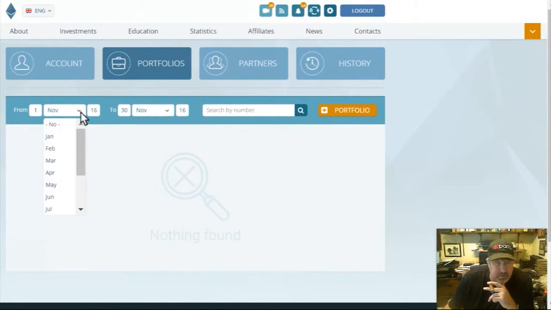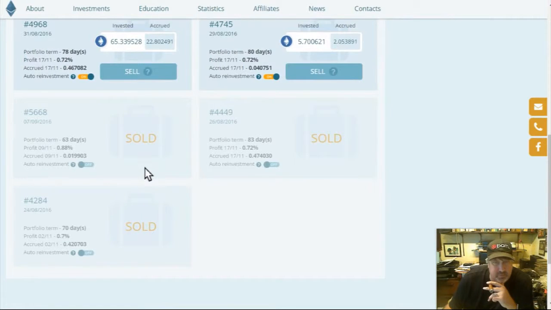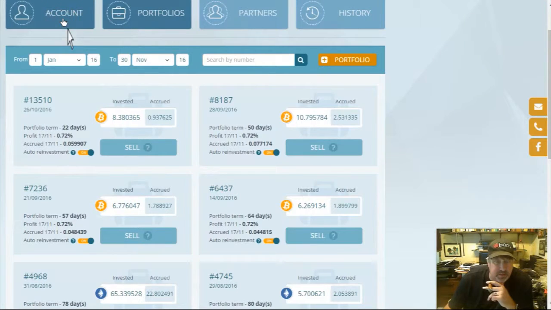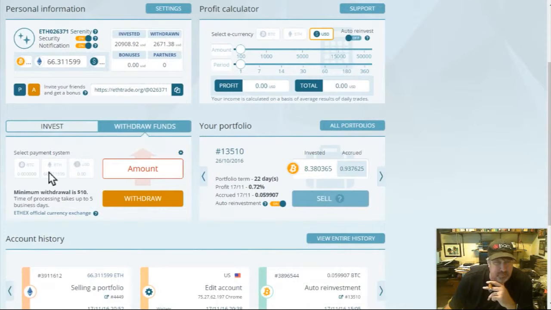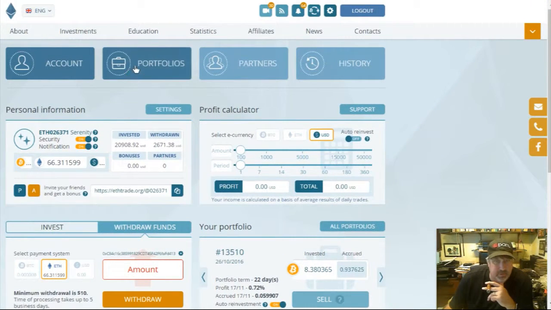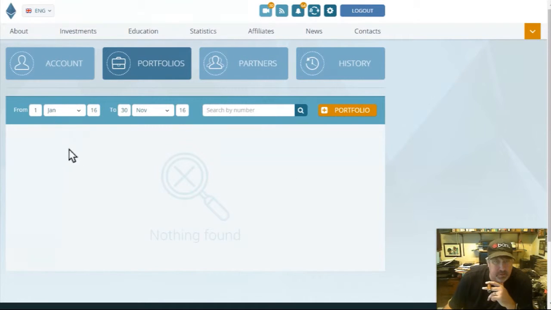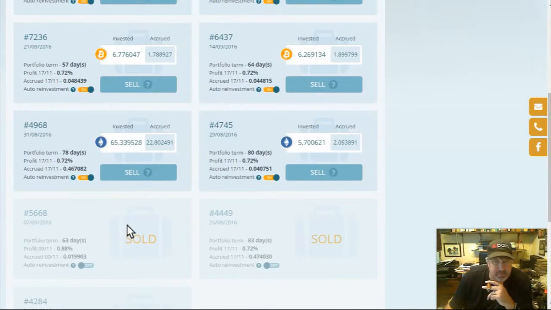You come back, we have to reload. That portfolio has sold. I didn't check, but let's look at the account. If we look in the ability to withdraw funds under Ethereum, there it is, the 66.31 is there now. We're not going to do that yet. We're going to go back to portfolios, go back to since January. They're not that old, but that makes it load faster.